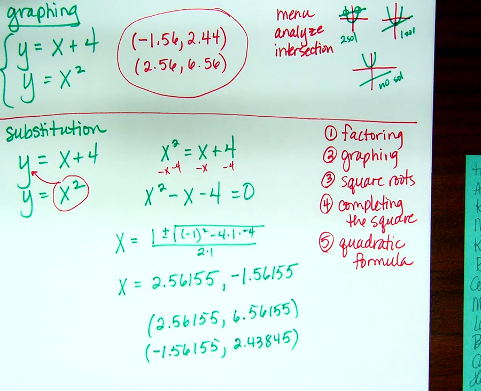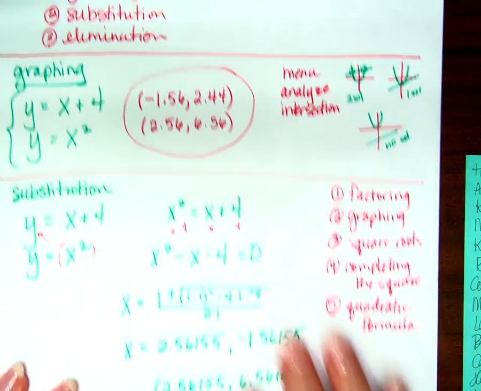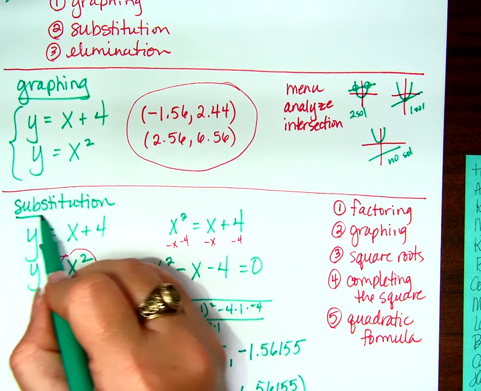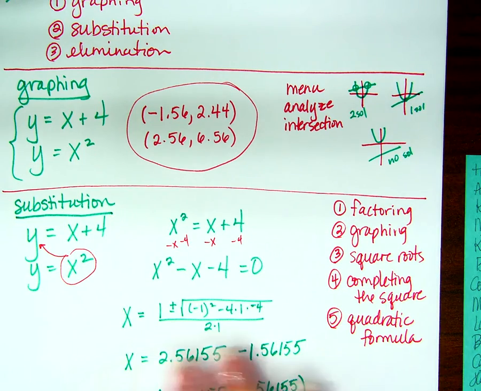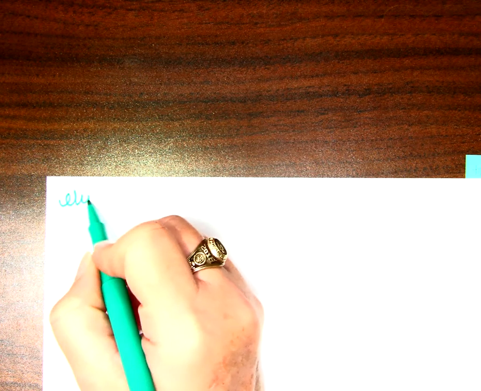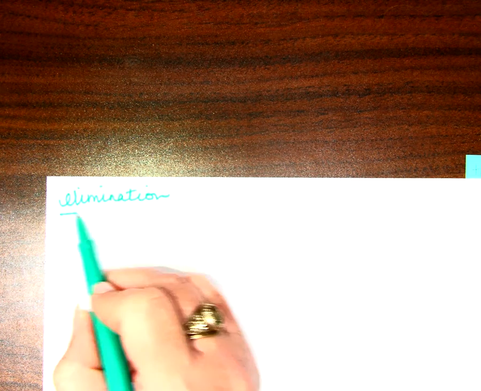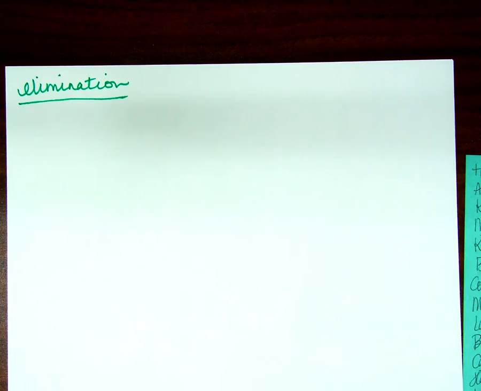All right, what do we have left to do? Elimination. So we did graphing here. We did substitution here. I forgot to underline it. Sorry. Let's do elimination. I'm not going to do exactly the same problem with elimination. Are you okay with that?